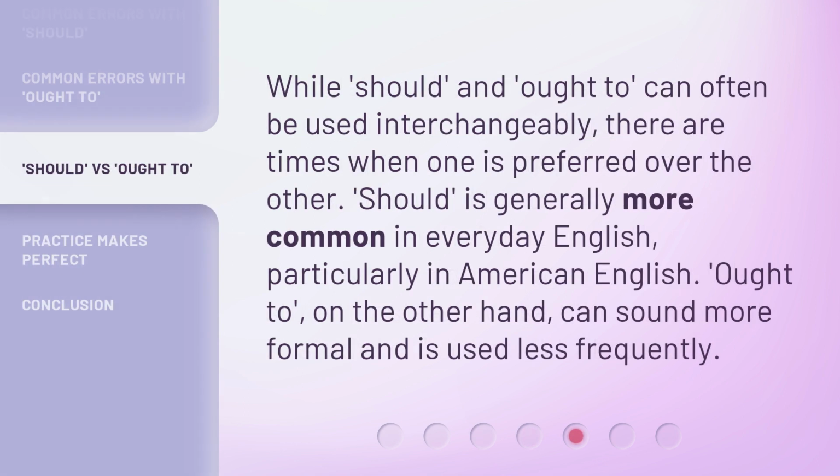While should and ought to can often be used interchangeably, there are times when one is preferred over the other. Should is generally more common in everyday English, particularly in American English. Ought to, on the other hand, can sound more formal and is used less frequently.